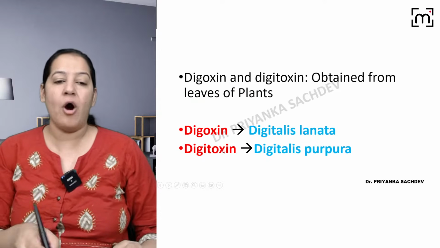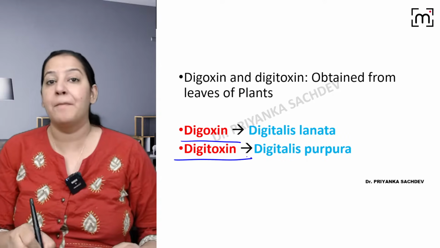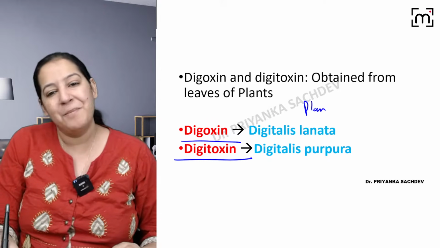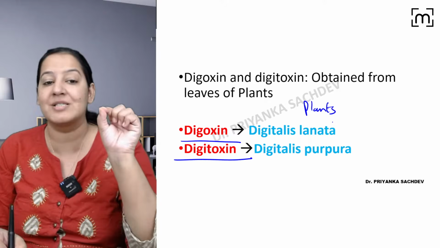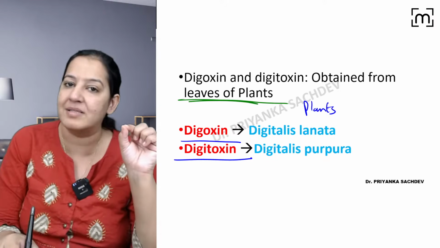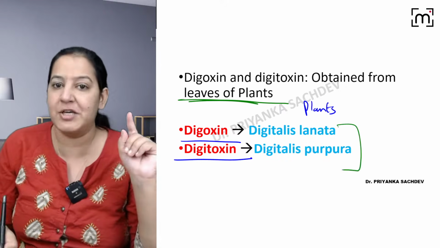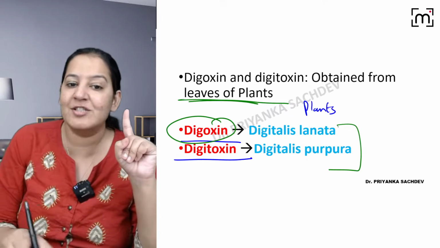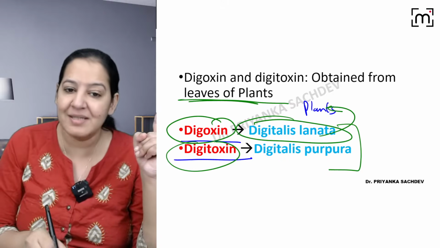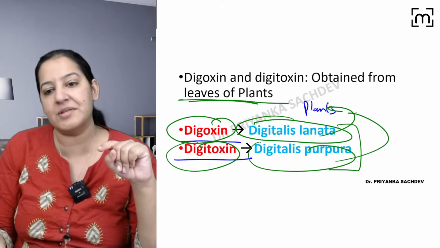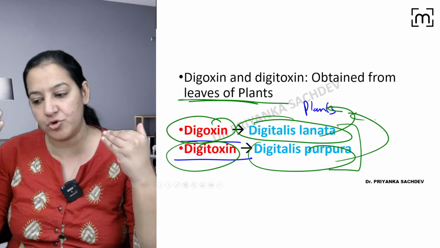You got it? Now Digoxin and Digitoxin both are obtained from plants, from the leaves of the plants. So you have to learn the names of the plants from which they are obtained. These are MCQs. Digoxin is obtained from Digitalis lanata, the name of a plant. And Digitoxin is obtained from Digitalis purpurea. It is also the name of a plant. So learn the names of the two plants.